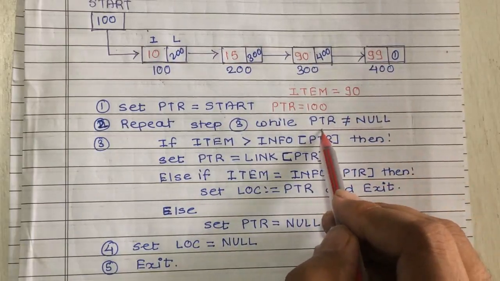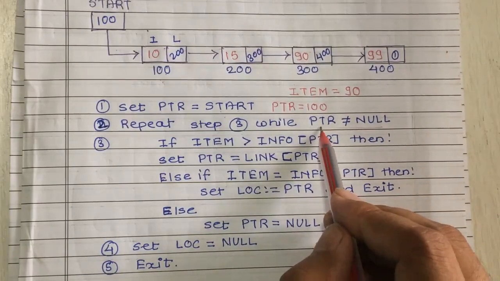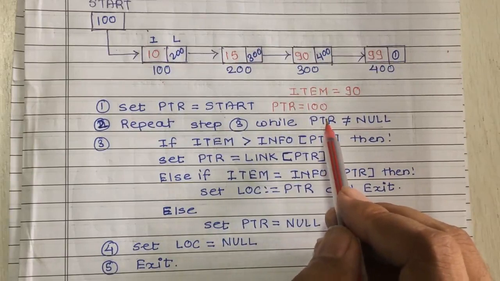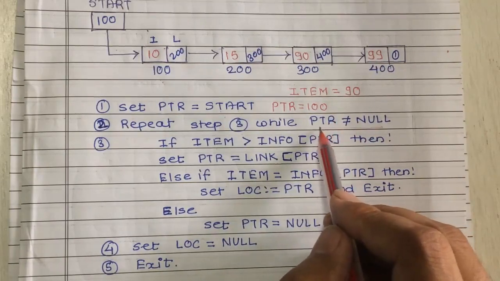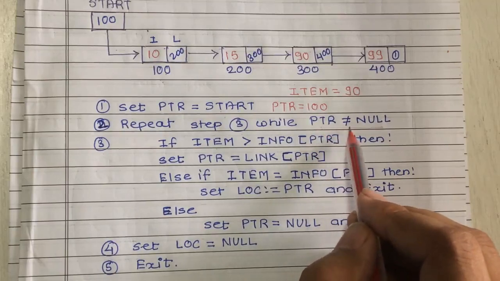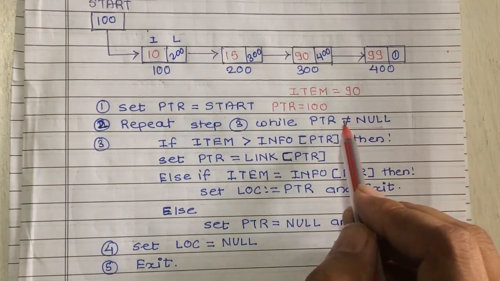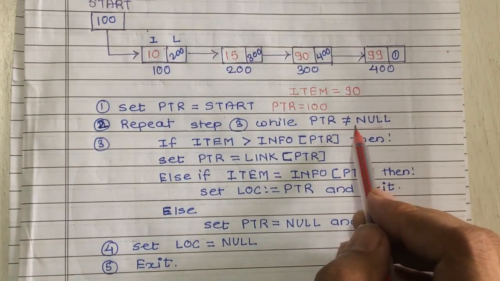When the value of PTR becomes null, remember, it means that we have reached the end of the linked list, and at that time we have to stop. So that's why we have used this condition, PTR is not equal to null. When it is not equal to null, it means that we have not reached the end, so we have to continue with the process of searching. When it is equal to null, that means we have to stop, as we have reached the end of the linked list.